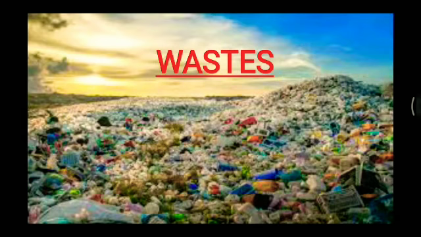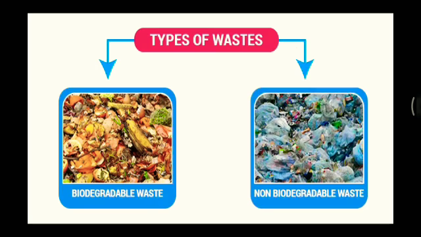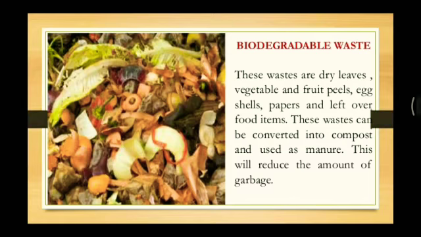And there are two types of waste. The first one is biodegradable waste. The second one is non-biodegradable waste. Now, what is biodegradable waste? Biodegradable wastes are different household wastes, like leftover food, fruit and vegetable peels, paper, leaves, which rot easily and get mixed with the soil. Now these wastes can be converted into compost and used as manure.